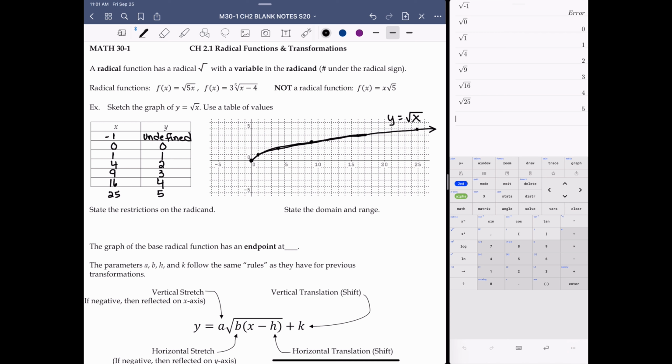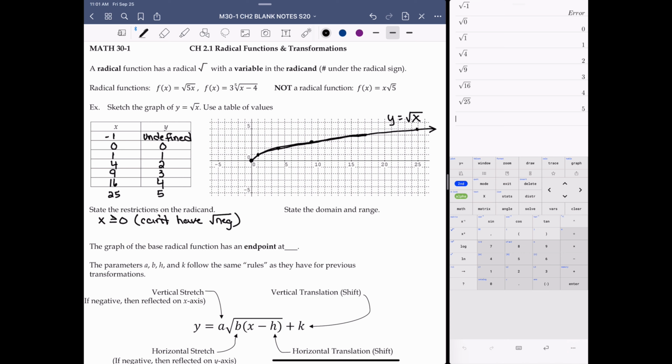State the restrictions on the radicand. What can we not have under the root sign? We cannot have any negatives, so we take what's under the root, which in this case is just x, and that has to be greater than or equal to 0, because we can't have the square root of a negative.